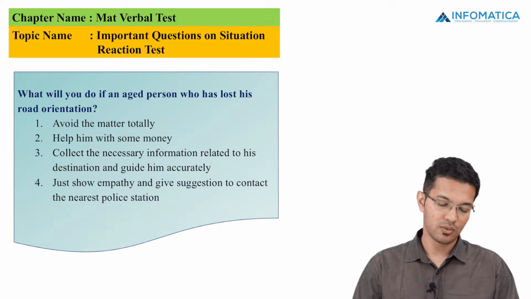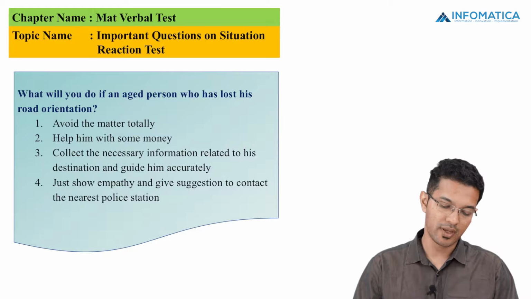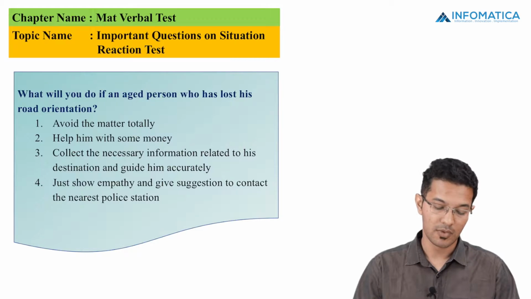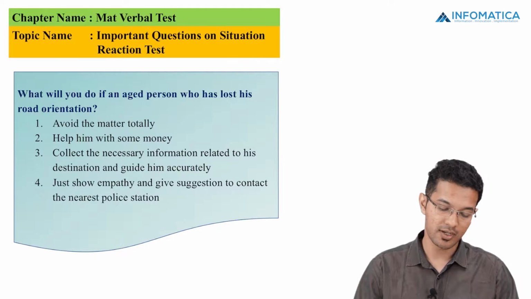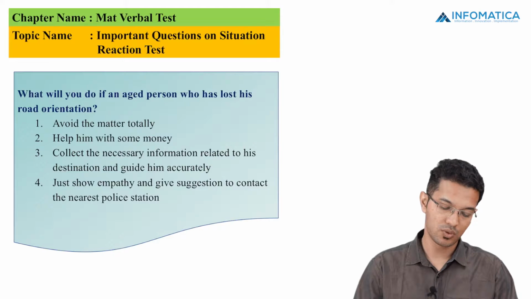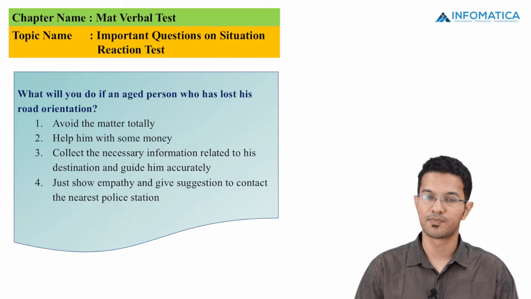The first MCQ says, what will you do if an aged person has lost his road orientation? Now the first option says, avoid the matter totally. Second, help him with some money. Third, collect the necessary information related to his destination and guide him accurately. Or fourth, you should just show empathy and give suggestions to contact the nearest police station.